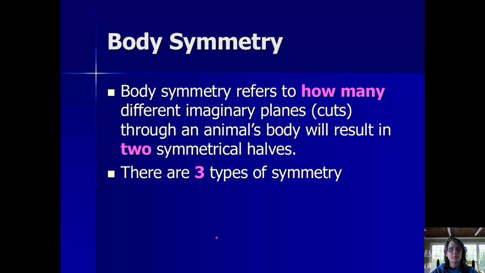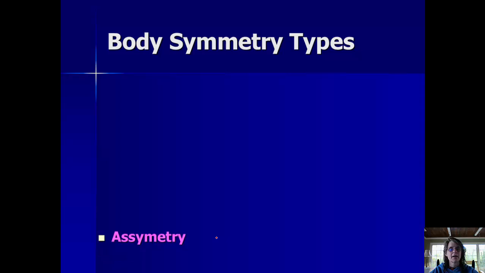So let's get started. Body symmetry. Body symmetry refers to how many different ways you could cut a body in half and get two symmetrical halves, okay? There are three types of symmetry.